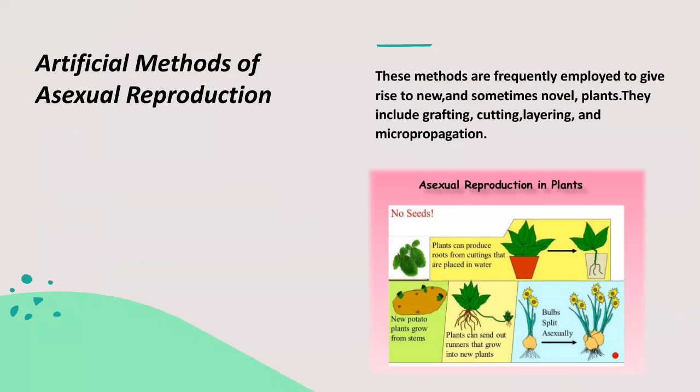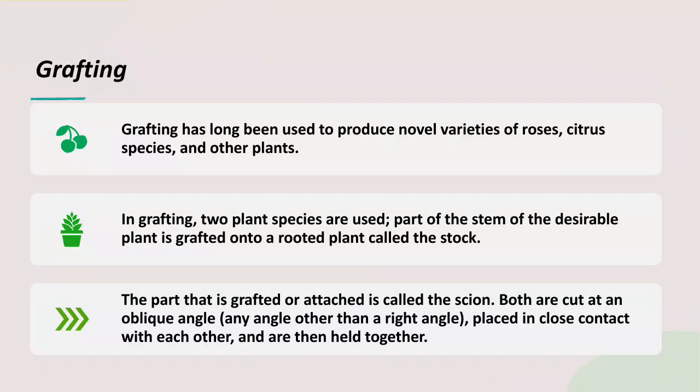Artificial method of asexual reproduction. These methods are frequently employed to give rise to new and sometimes novel plants. They include grafting, cutting, layering, and micropropagation. Grafting. Grafting has long been used to produce novel varieties of roses, citrus species, and other plants.